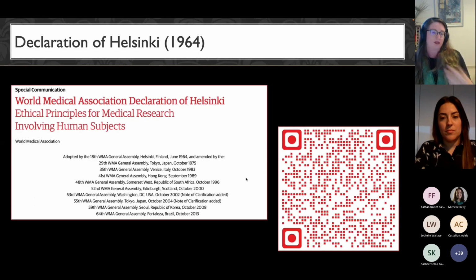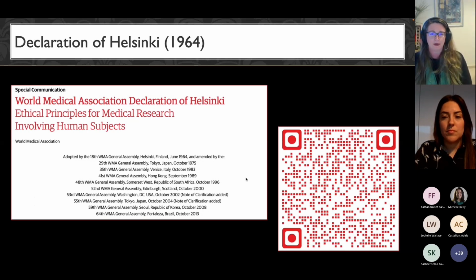Some other resources to look at for clinical research: the Declaration of Helsinki, which was first written in 1964. This really kind of opened the door on clinical research. It's written about medical clinical research, but a lot of it applies to behavioral work as well.